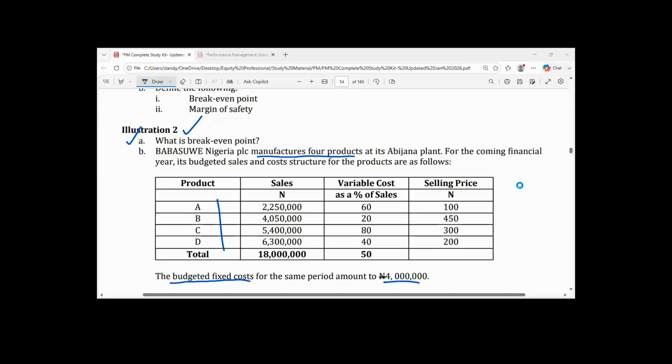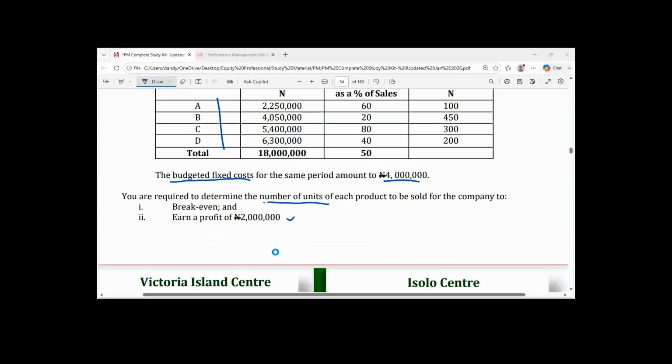Okay, so the examiner, according to the question, has already told you that when you look at the table given to you, variable cost is given as 50% of 18 million naira. Variable cost is a percentage of sales according to the question. And you know that contribution is sales minus variable cost. So if variable cost is already 50% of sales, that means contribution is also 50% of sales. That's why we use 0.5.